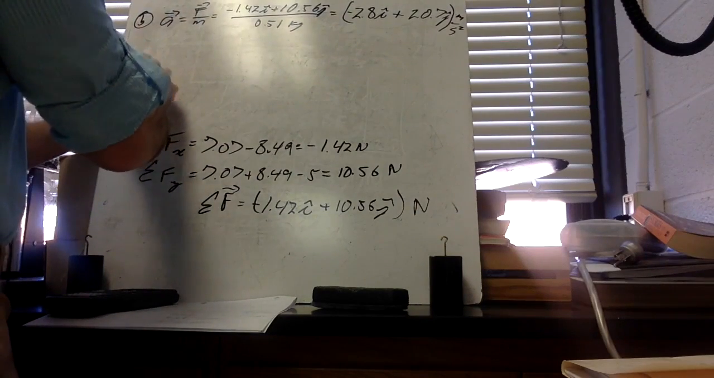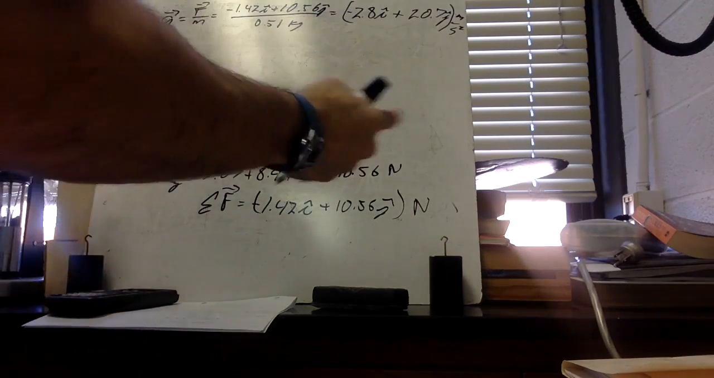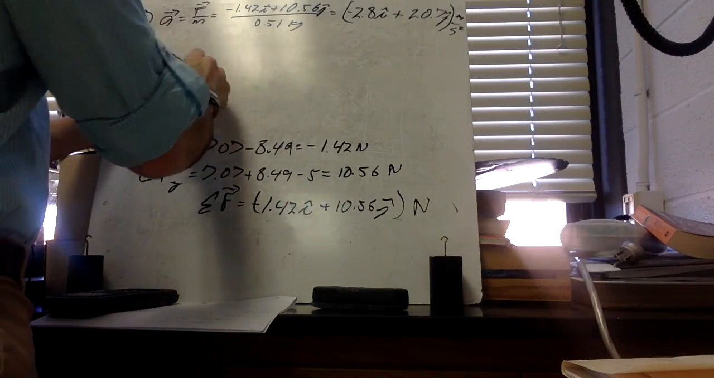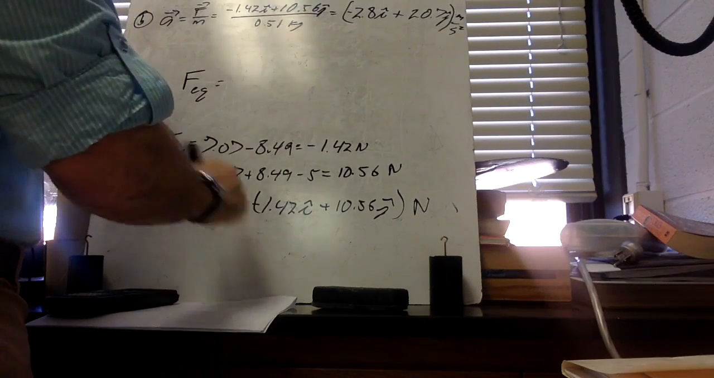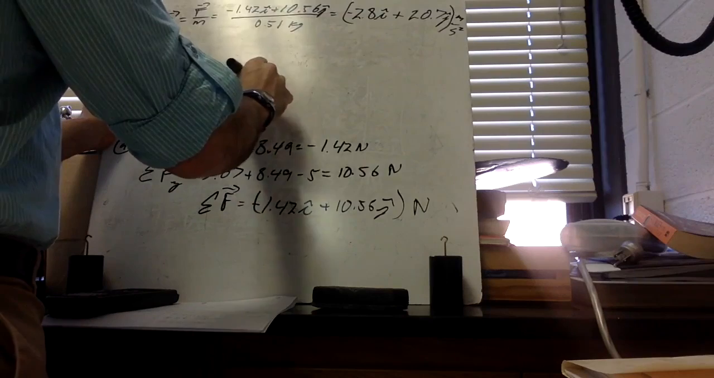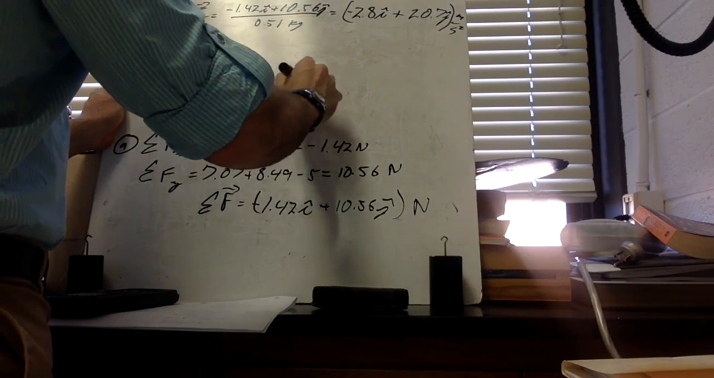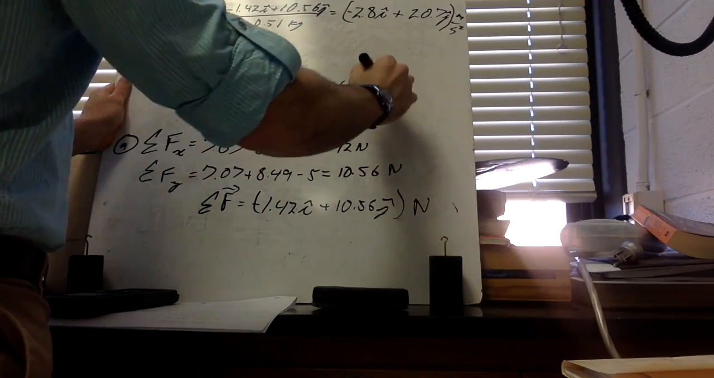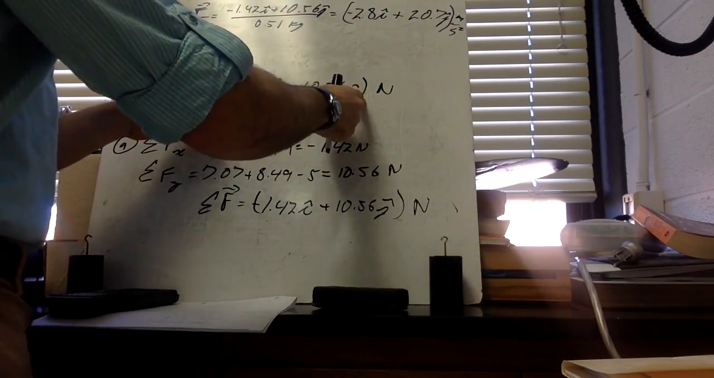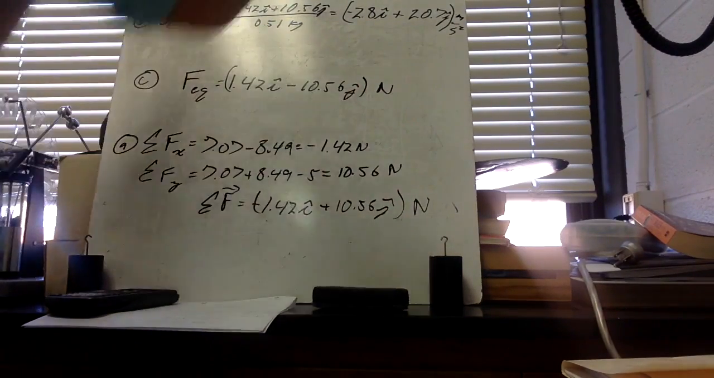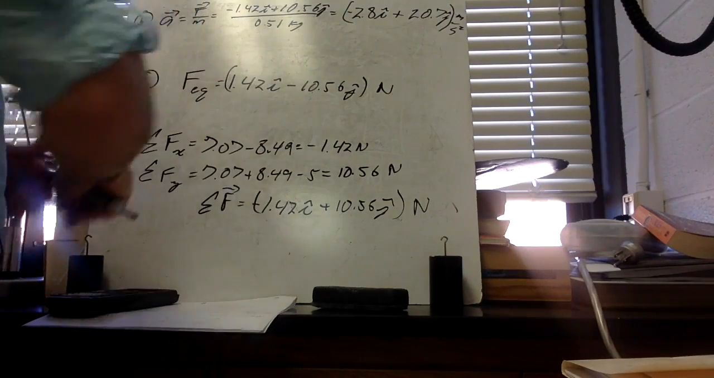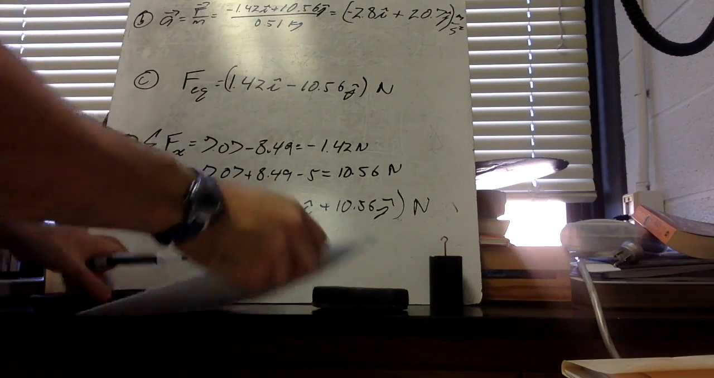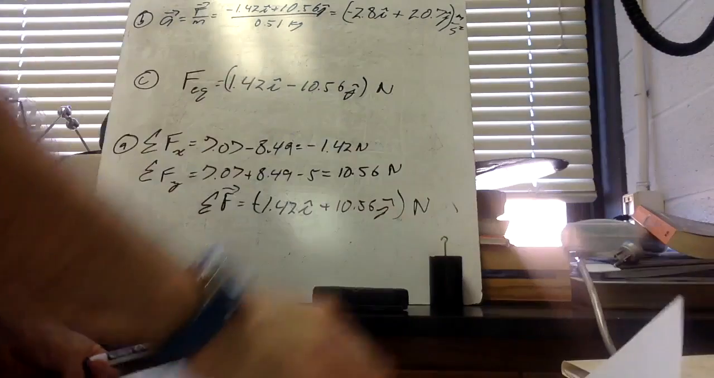And then part C asks for the equilibrant. The equilibrant force, F EQ, is going to be 1.42 i minus 10.56 j. Again, what this means is if you were to add this force to the situation that's already there, then the whole body would be in equilibrium, and that would result in an acceleration of 0. And I think that's it for this first packet.